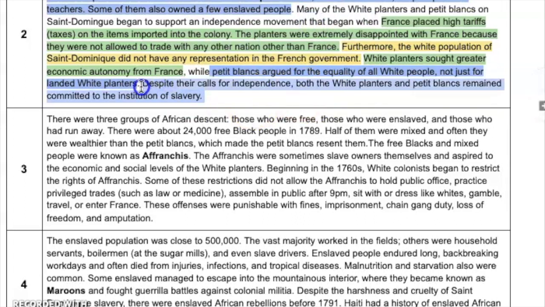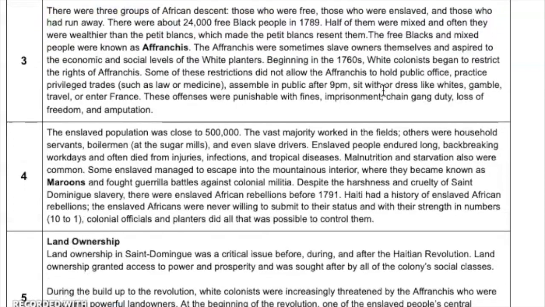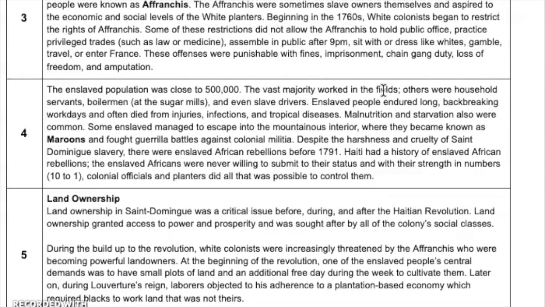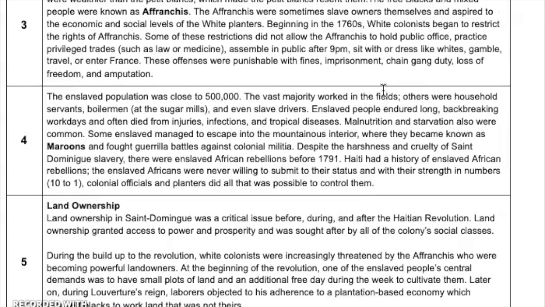And then something to consider, though, is neither of these two groups of people really have any desire to see non-white people have independence. So that creates kind of an added layer in this revolution. All right, so paragraph 3 tells us about the lower parts of the social system in Haiti.